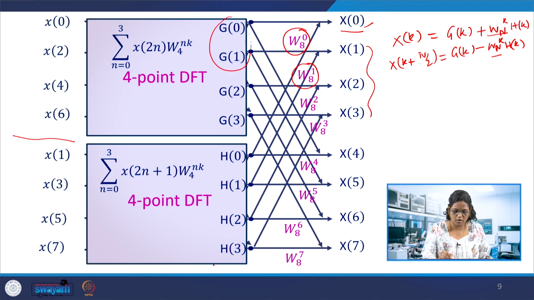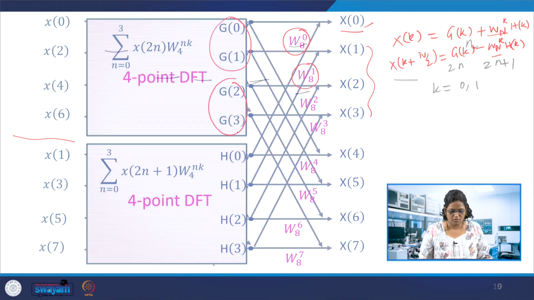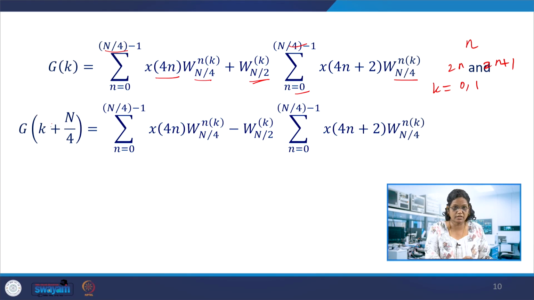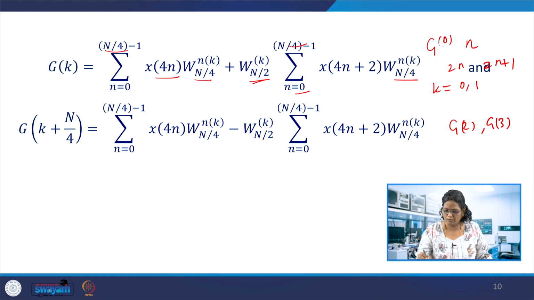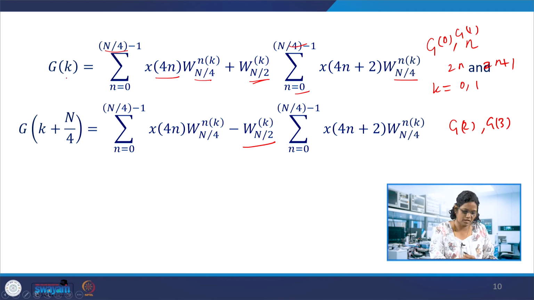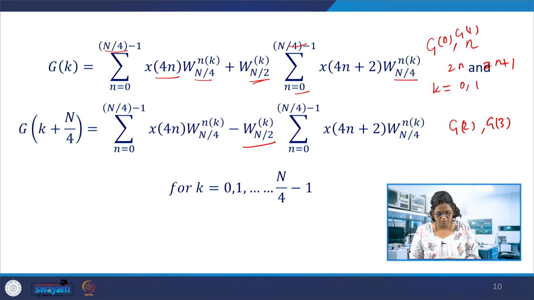So we get one set, 0 and 1, from the first equation, and then g2, g3 from the second set of equations, k plus n by 4, k again 0, 1. So 8 by 4 is 2, and it is going to be g of 2 and g of 3. So we get g0 and g1 from these two equations, with the same twiddle factor positive and negative, like what we got in x of k and x of k plus n by 2. Here k is varying from 0 to n by 4 minus 1.